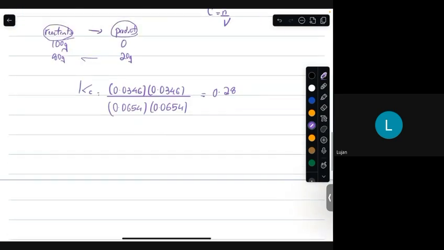Now, whenever you are calculating the Kc, you are also supposed to write its units, right? So in order to find the units, it would be mole per dm cube times mole per dm cube, right? And then, because they all cancel out, you would be left with no units, right?